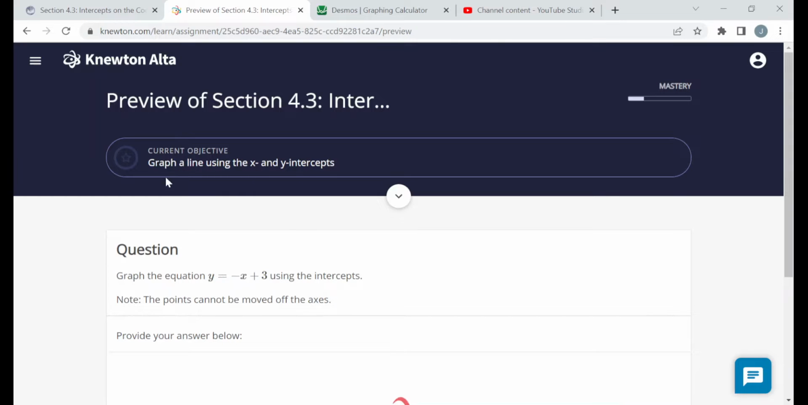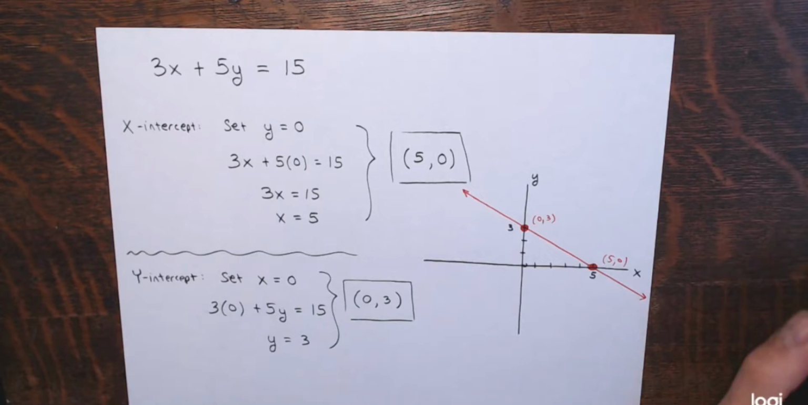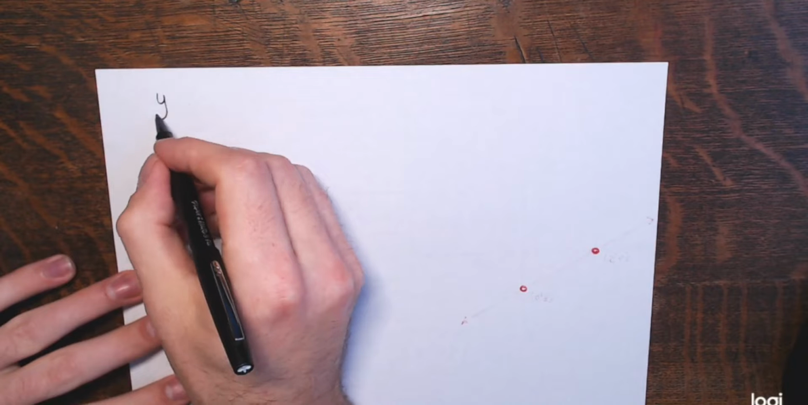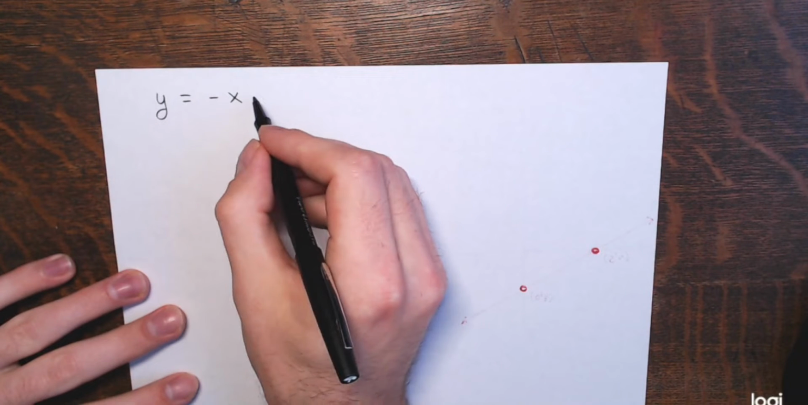Alright, and I already did this with the first example from this video. Graph a line using the x and y intercepts. So all we're asked to do is plot the x and y intercepts. Alright, so I'll just write this first one out. So we have the equation, y equals negative x, or the opposite of x, plus 3.